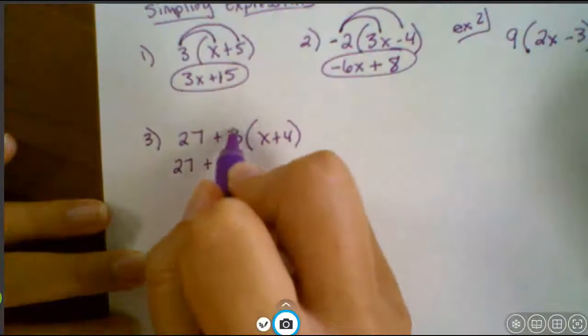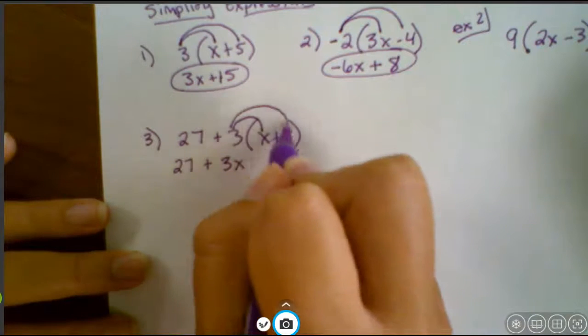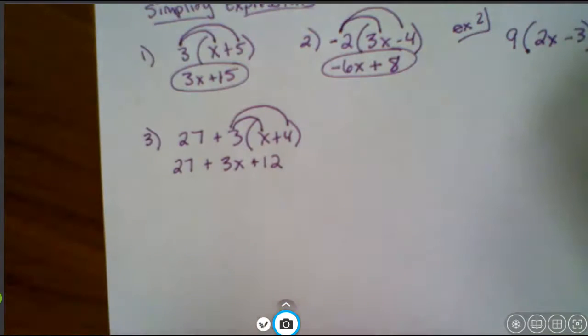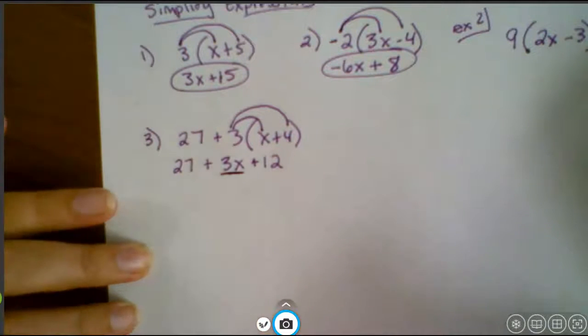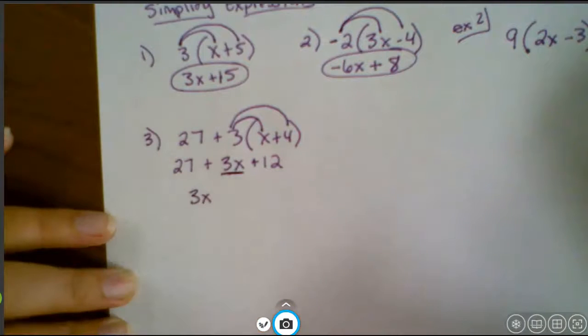I have 3 times x, so 3x, 3 times 4, so plus 12. Now when I get to this step, I do have some like terms, so I'm going to look for that. I have 3x. Normally your variable goes first of highest power, so 3x, he doesn't have any friends. I'm going to bring him down.